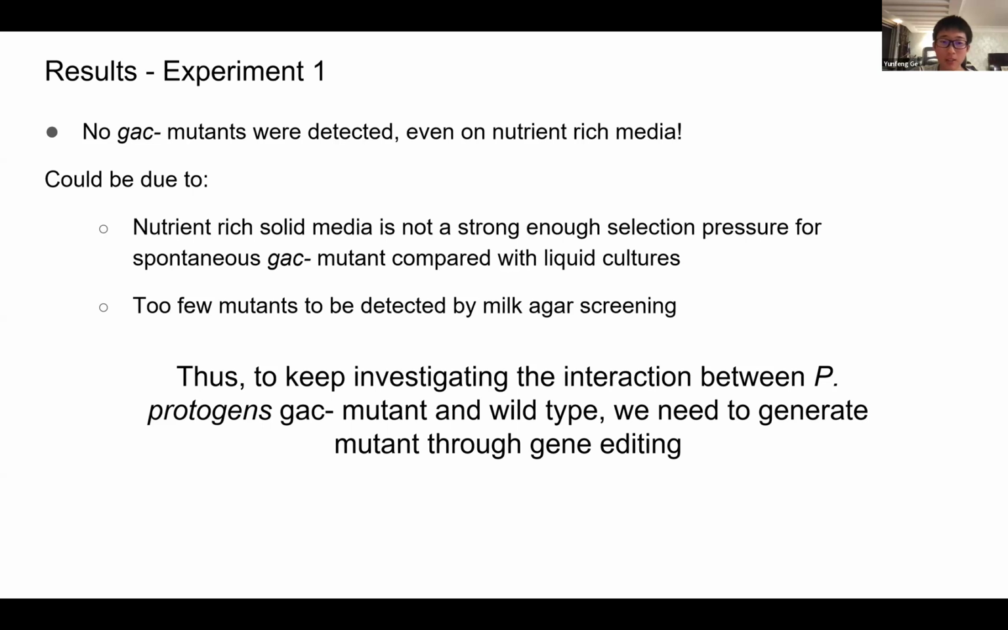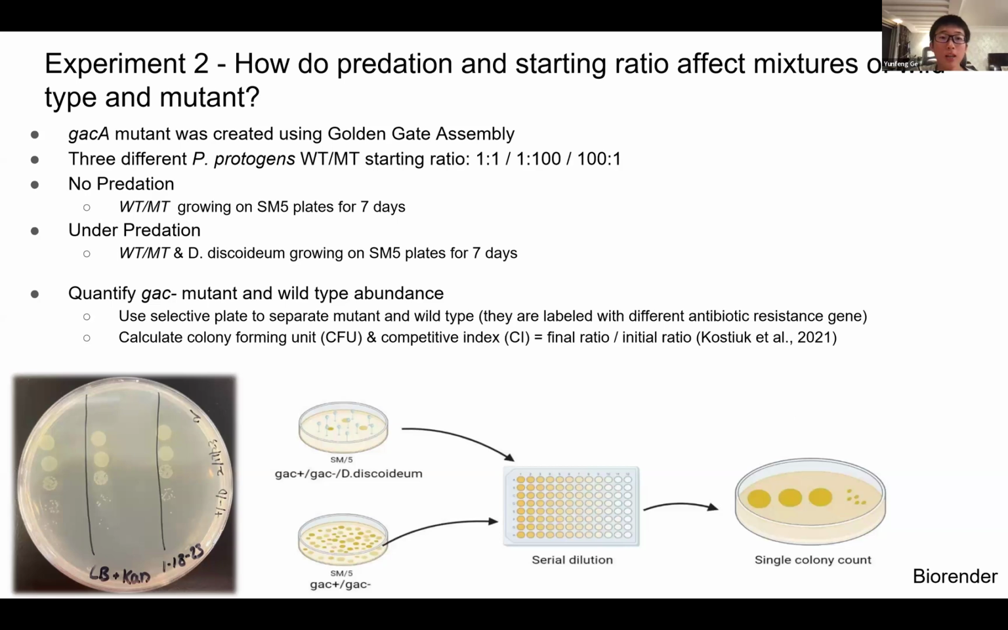So to keep investigating the interaction between P. protegens, GAC mutants, and wild type, we just need to generate a mutant through gene editing and use the artificial mutants to see how they interact. And that leads to my second experiment, where I generated a GAC mutant using Golden Gate assembly, a technique that makes the GAC gene non-functioning.